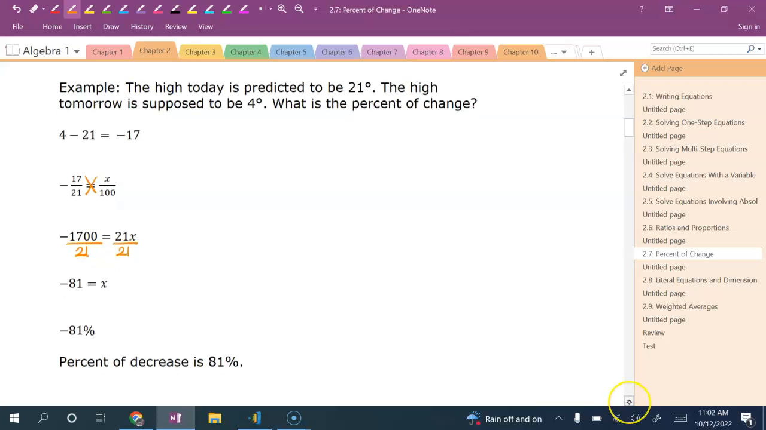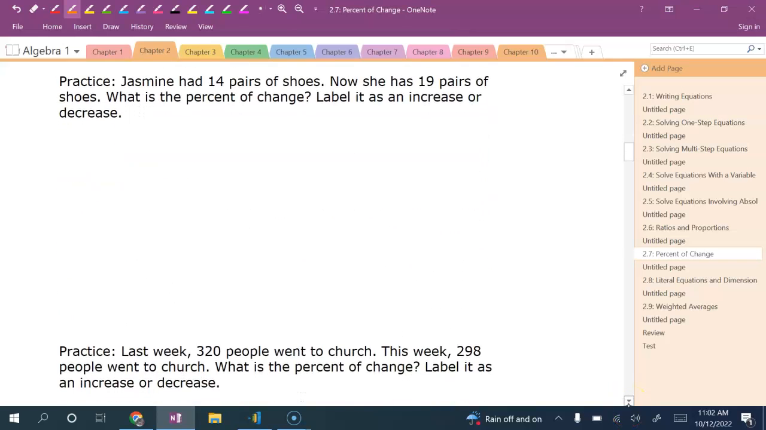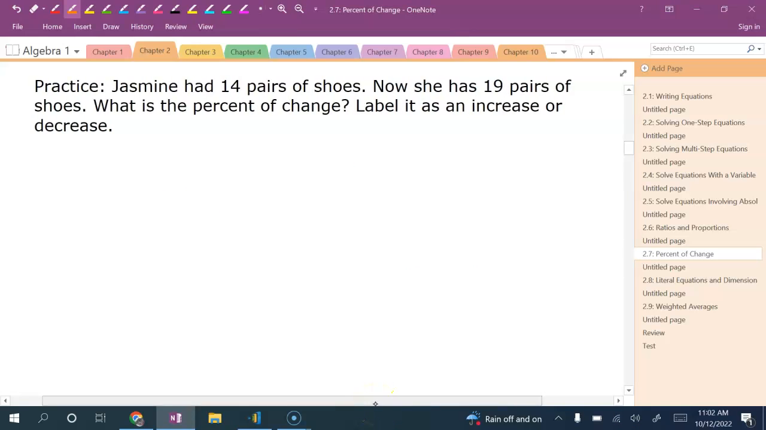So let's turn the page and take a look at this first practice problem together, and then you can try the second practice problem on your own. This one says that Jasmine had 14 pairs of shoes. Now she has 19 pairs of shoes. What is the percent of change? Label it as an increase or a decrease.